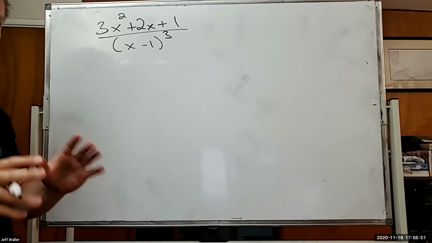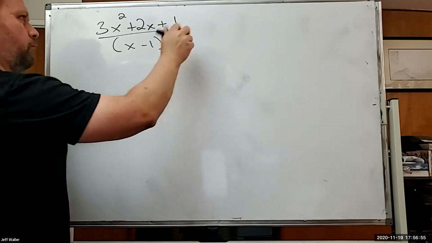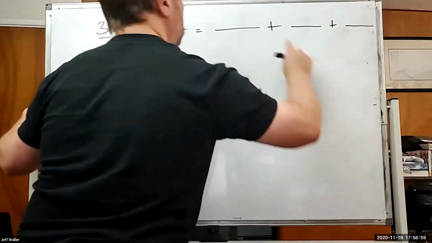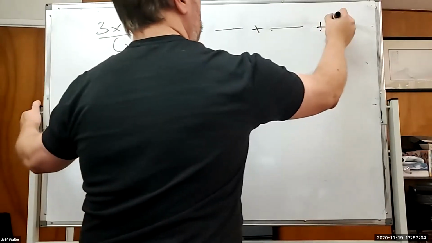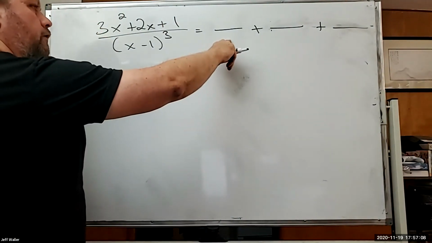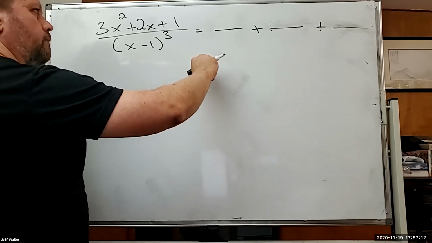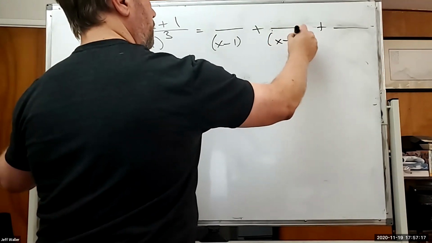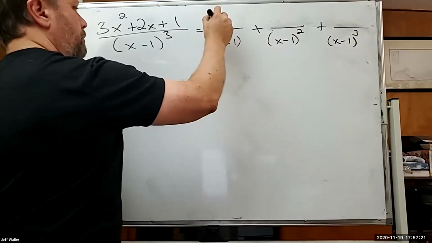We've covered what to do when there's a repeated factor. So this one has multiplicity 3, which means there will be 3 terms over here. Okay. What goes on the bottom of the first one? X minus 1. Good. And then what goes on the bottom of the second one? X minus 1 squared. Good. And then the third one, X minus 1 cubed. Yeah. And then what goes on top?